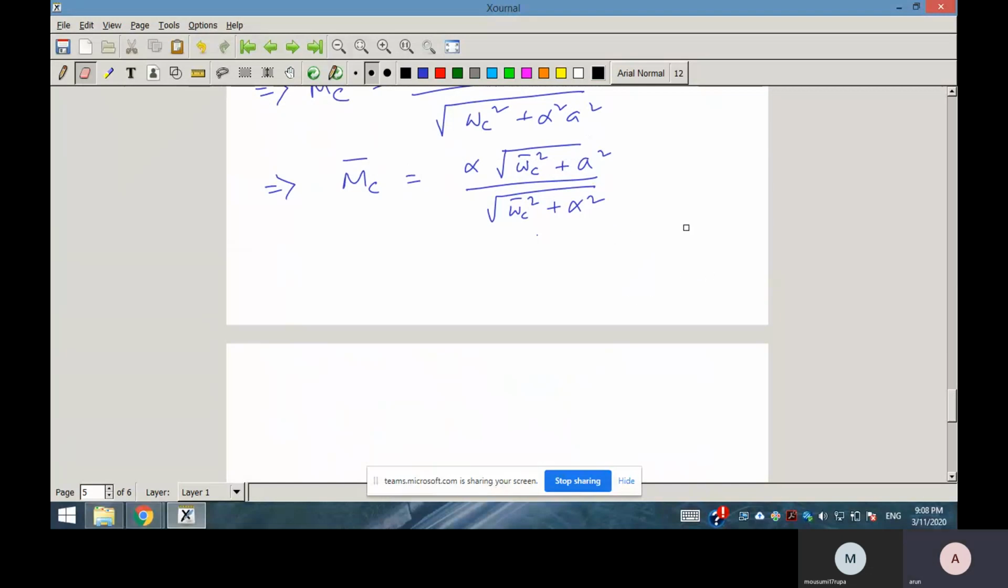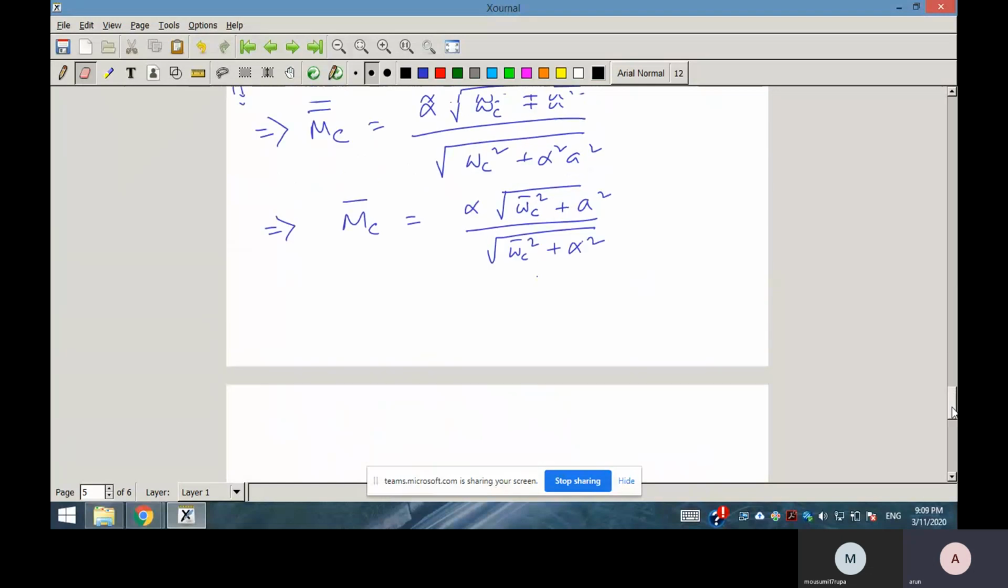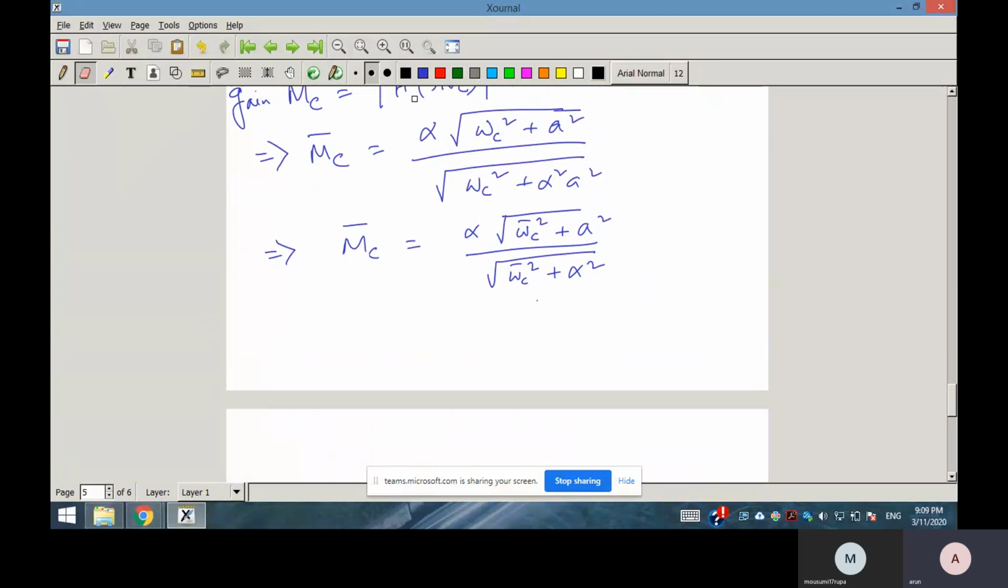So this is MC in normal scale. MC bar is normal scale. So MC is what? MC is MC in dB. So MC equal to what? 20 log of MC bar. This is because MC is in dB. So MC is 20 log of MC bar. So this is equal to what? 20 log of MC bar.